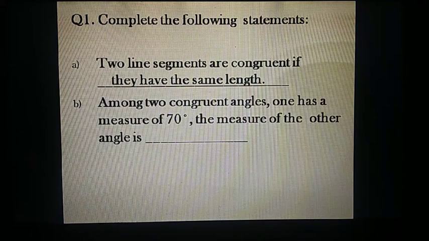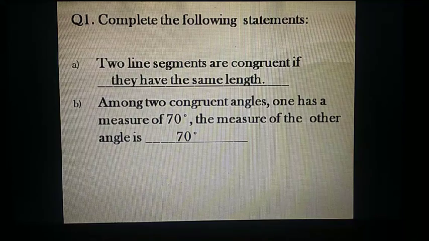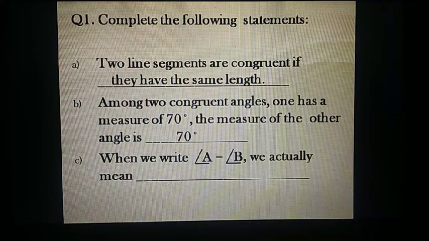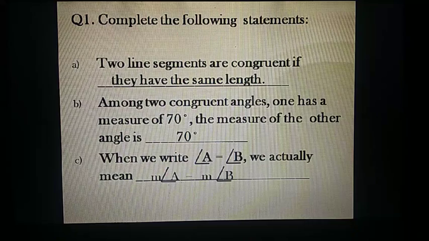Among two congruent angles, one has a measure of 70 degrees. The measure of the other angle is. Congruent means similar. In case of angles, congruent means the same measure in both angles. So if one is 70 degrees, the measure of the other angle is also 70 degrees. When we write angle A is equal to angle B, we actually mean two angles are equal. We mean that the measures are equal. So measure of angle A is equal to measure of angle B. I hope all the fill-ups are very clear to you.